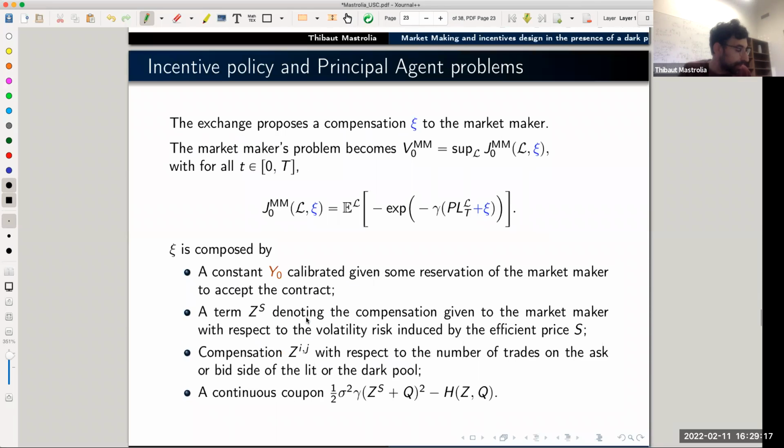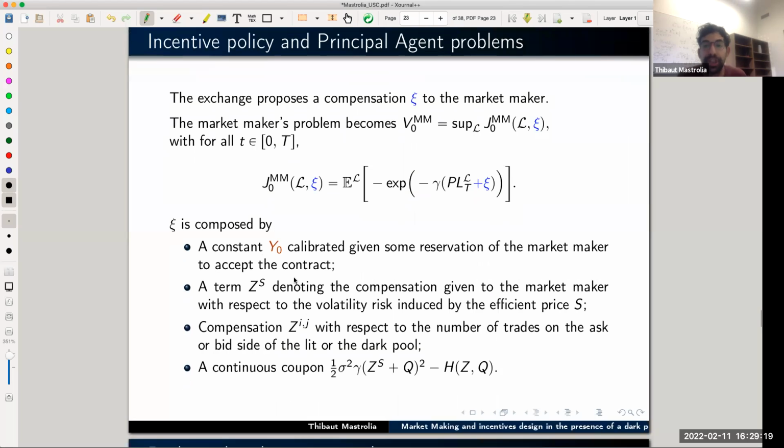Okay, so now there is another term which is maybe less intuitive. This is a continuous coupon that you will give to the market maker. Remember that the market maker is risk averse with respect to the uncertainty. So this is something very classical in principal-agent problems. You will give to the market maker a compensation with respect to the risk aversion of the market maker.